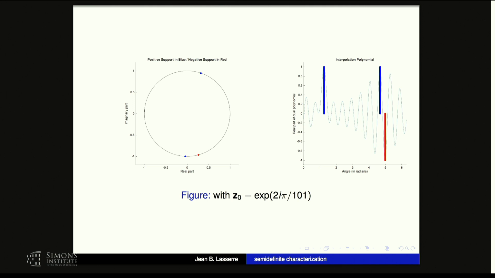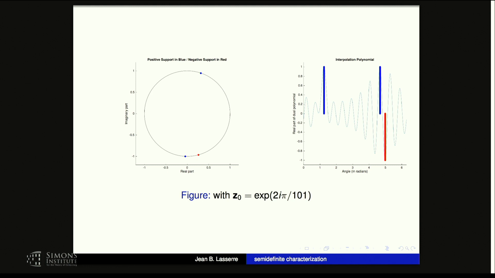On the dual, which I didn't talk about, the dual is just looking for a polynomial which is bounded between -1 and 1. And you will touch 1 at the blue points and -1 at the red points. This is the dual of the SDP.